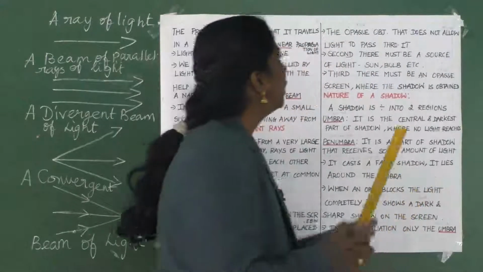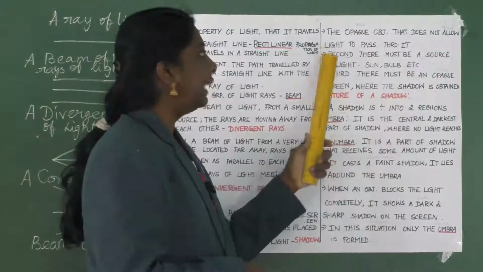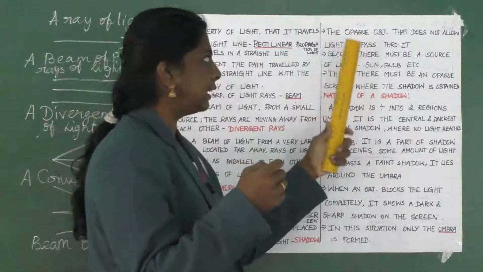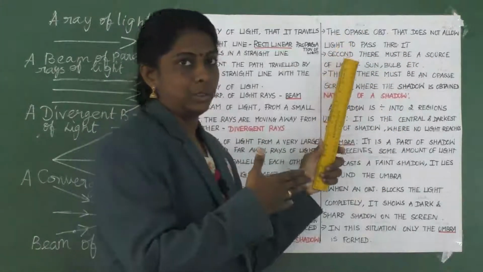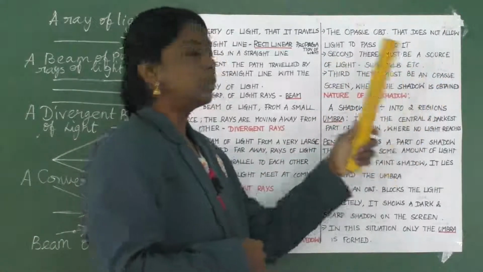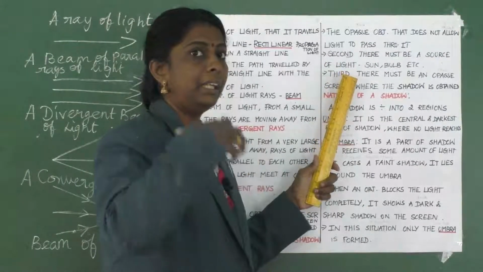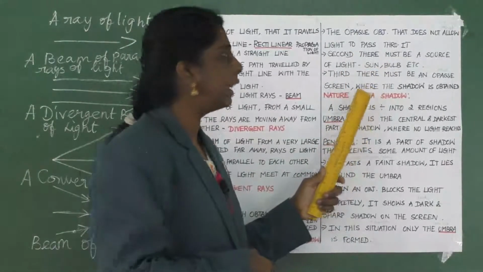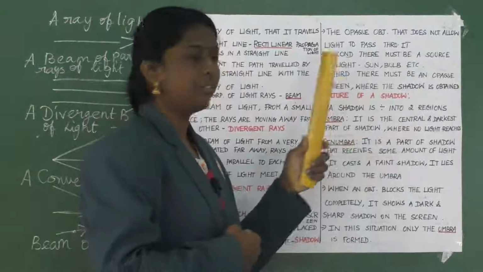Yes. Now, the first condition: an opaque object, which does not allow light to pass through it. Is it not? Yes. Second thing is, there must be a source of light. So, you should get the light from somewhere. It might be natural or artificial, that is the sun or a bulb. Second, there must be a source of light.